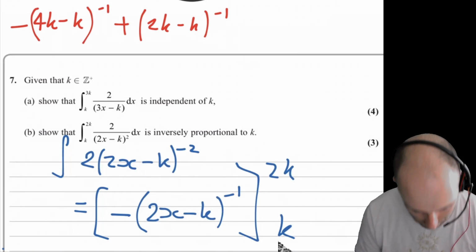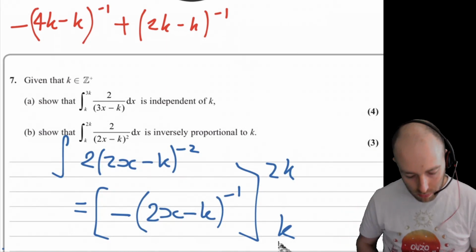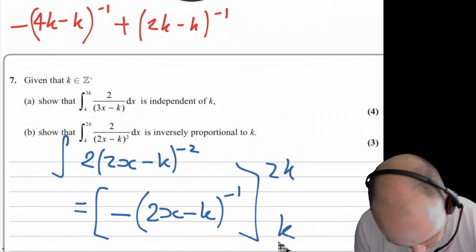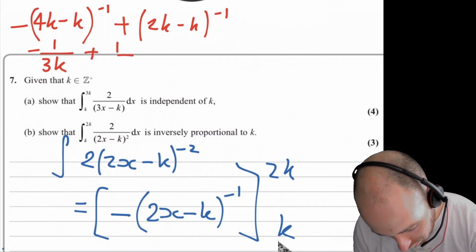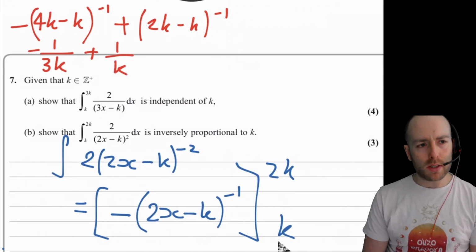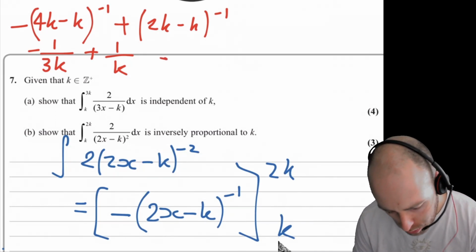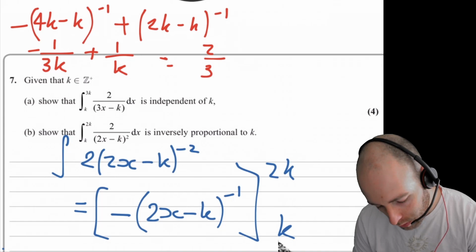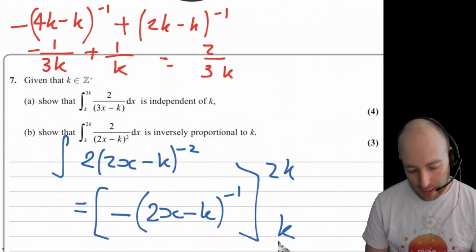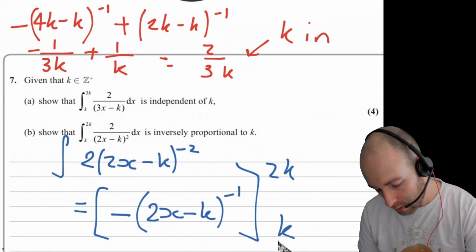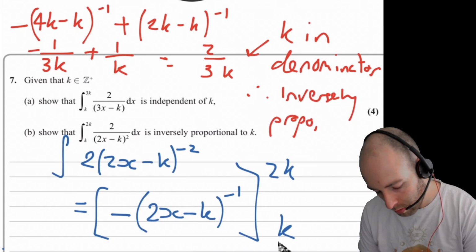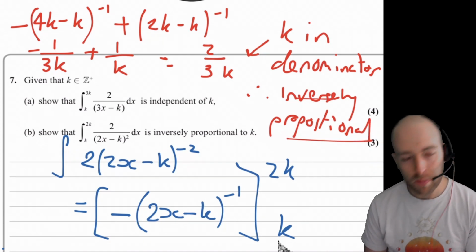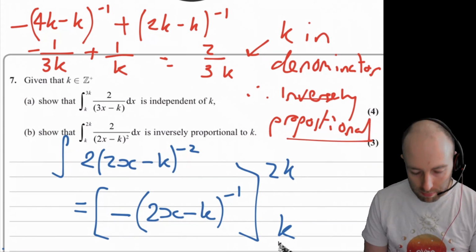Right, so if we sort that out, we're going to get minus 1 over 3k plus 1 over k, which in other words is 1 over k, take a third of 1 over k, which equals 2/3 of 1 over k. k is on the bottom, k in the denominator, therefore inversely proportional. There you go, that's it.